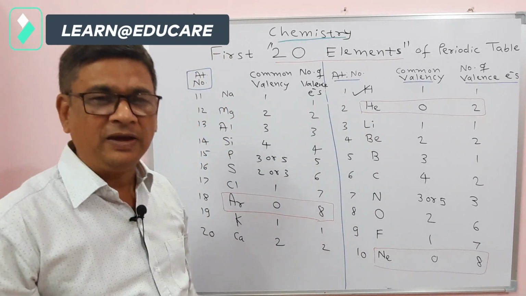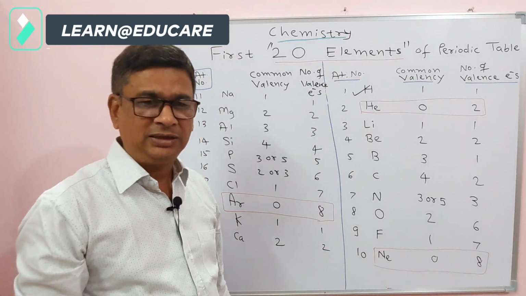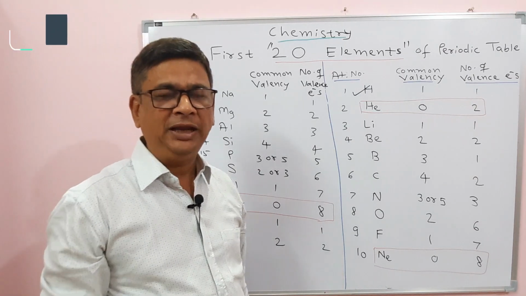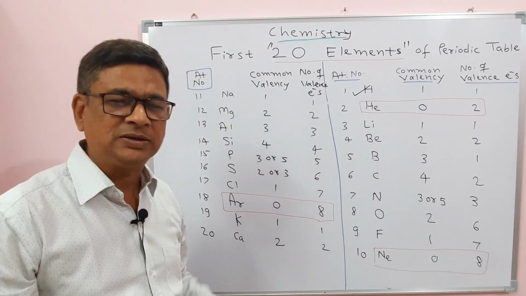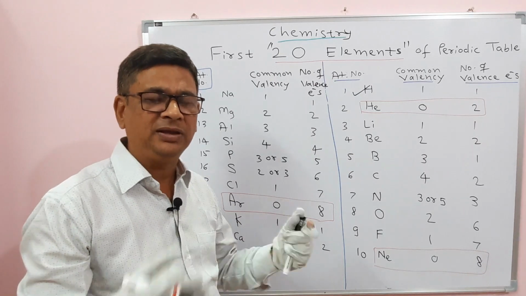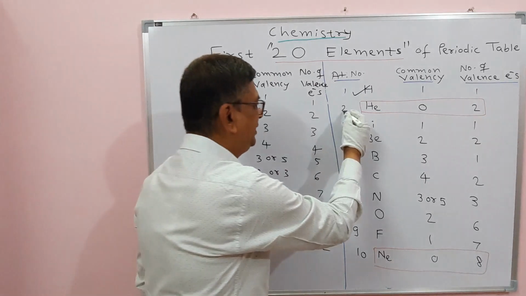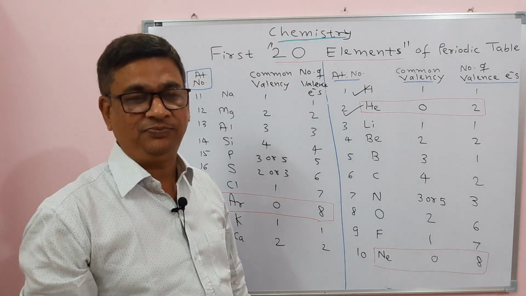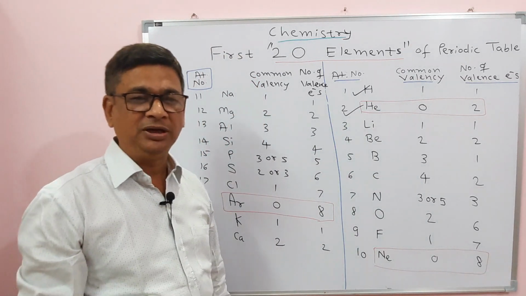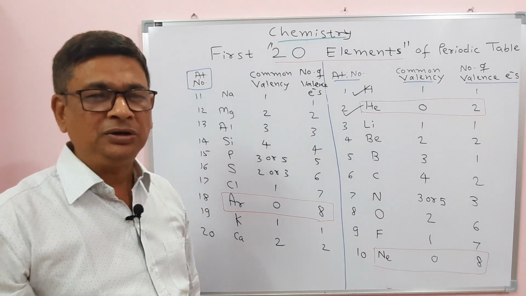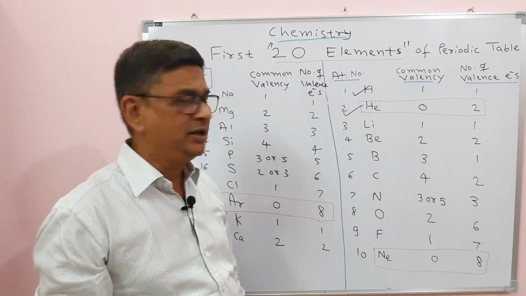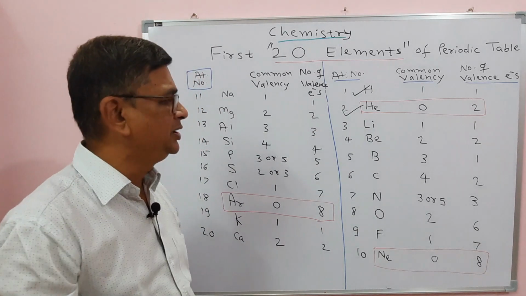We already know valency is the common term used to denote the combining capacity of an atom, meaning one atom of that element can combine with how many other atoms. That is the valency. Second element is helium. It is an inert gas. The inert gases in the atmosphere are helium, neon, krypton, xenon and radon. Out of that, the first one is helium, whose atomic number is 2.